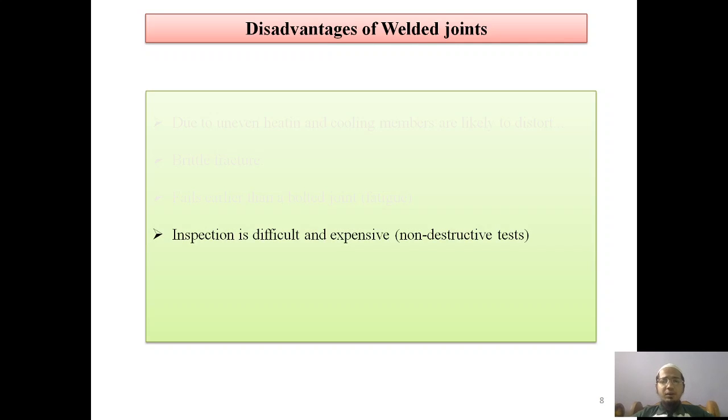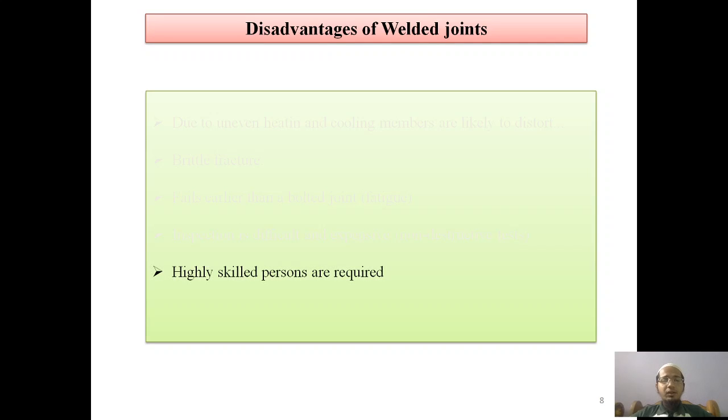Also, in case of welded joints, inspection is very difficult and expensive, because to know the defects we have to go for non-destructive tests. Also, as you have said, highly skilled persons are required. And proper welding is difficult in the field.